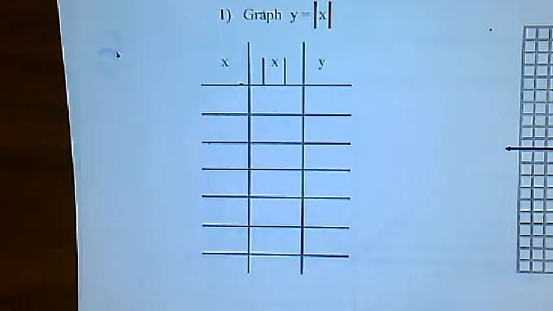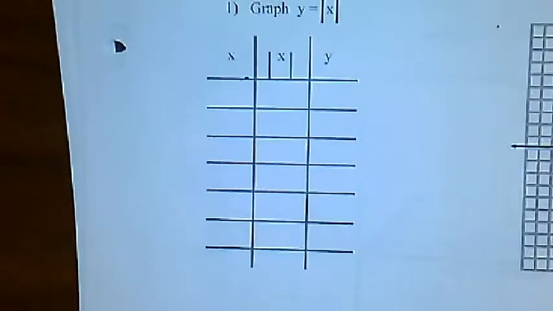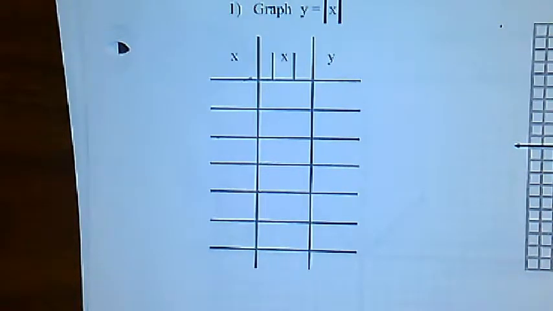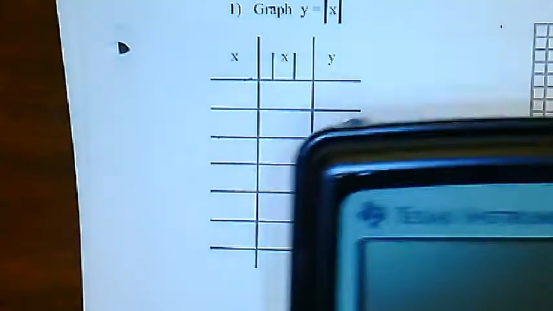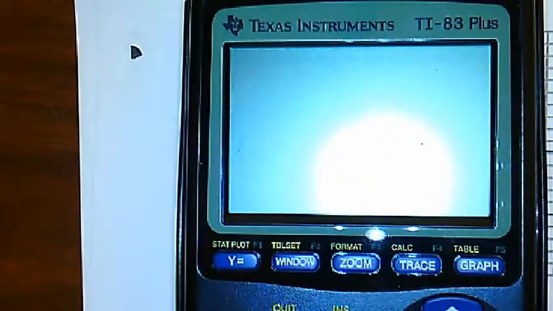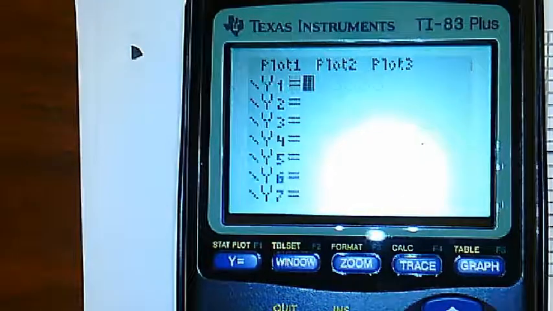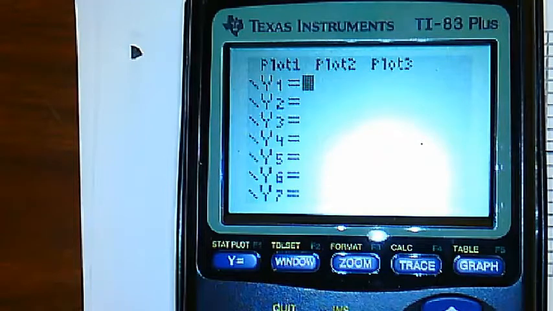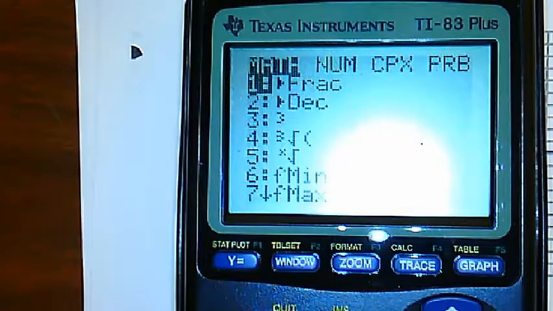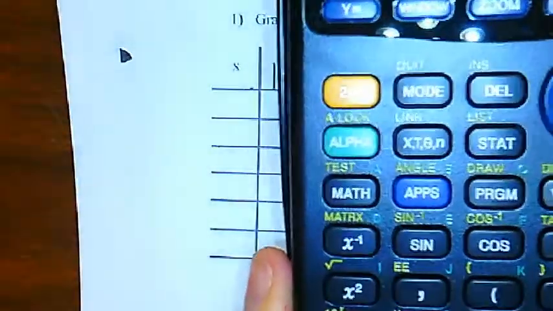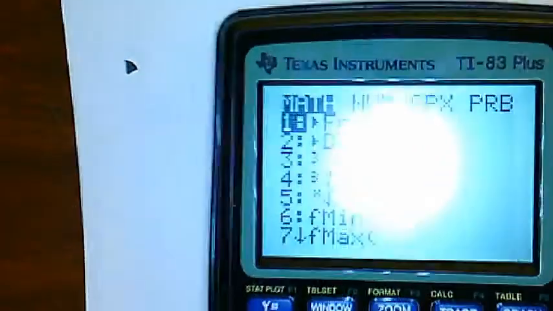Alright, so now you're definitely going to want to have your calculator out. The first thing I want to show you in the calculator is how to put this in. So hit your y equals, clear whatever is in there. Then what you're going to do is hit your math button. Your math button is right here. Okay, so you're going to hit your math button.